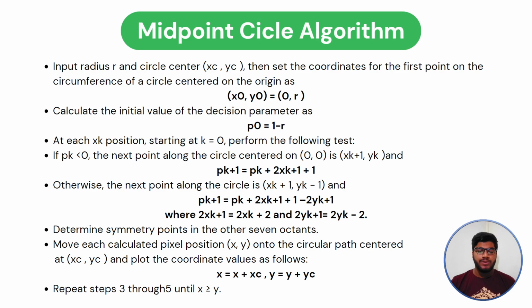Determine the symmetry points in the other 7 octants. Move each calculated pixel position (x, y) onto the circular path centered at (xc, yc) and plot the coordinate values as follows: x = x + xc, y = y + yc. Repeat steps 3 through 5 until x is greater than or equal to y. This is about the midpoint circle algorithm.